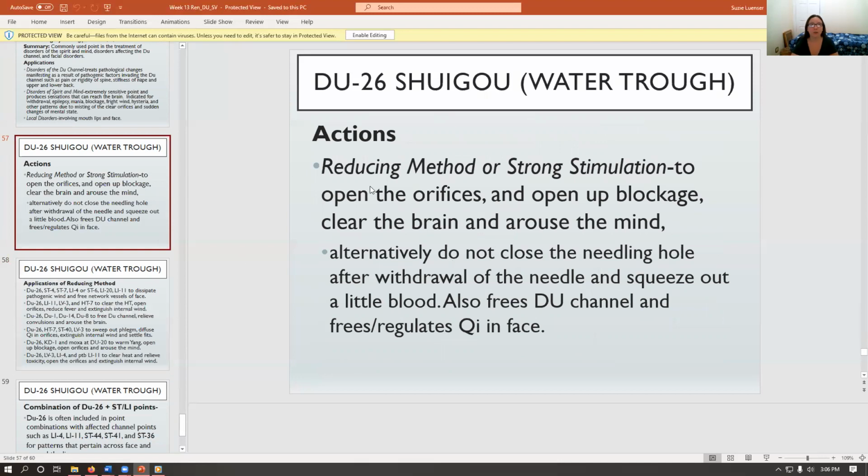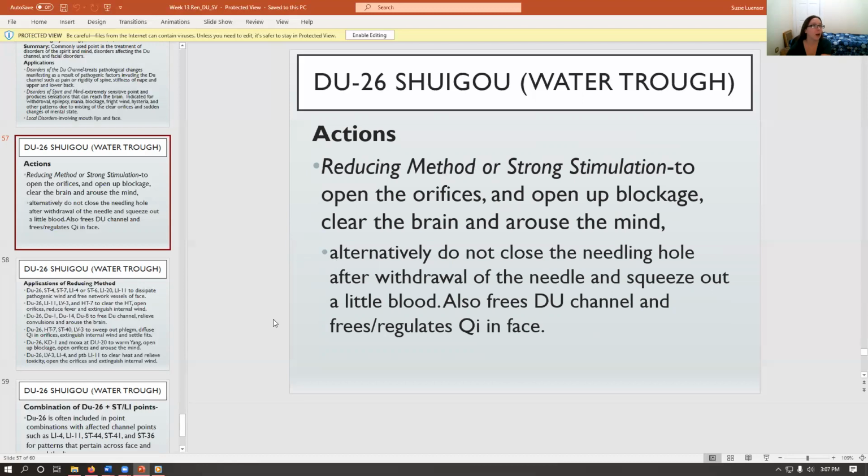We'll look at the actions here: reducing method or strong stimulation to open the orifices, open the blockage, clear the brain, and arouse the mind. So this would be when you would want to use the reducing method or strong stimulation. Alternatively, do not close the hole after withdrawing. Try and squeeze out a little bit of blood. That is really going to help open up the dew channel and free and regulate qi in the face. But again, remember that we have to be careful when we do any sort of bleeding on the face, because we have a heightened risk for bruising.